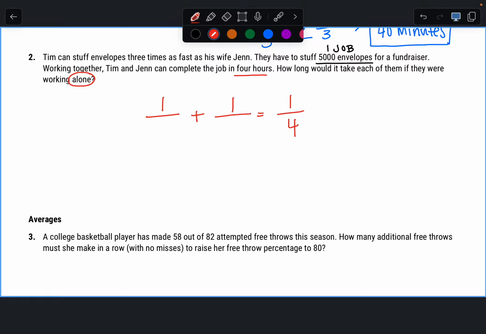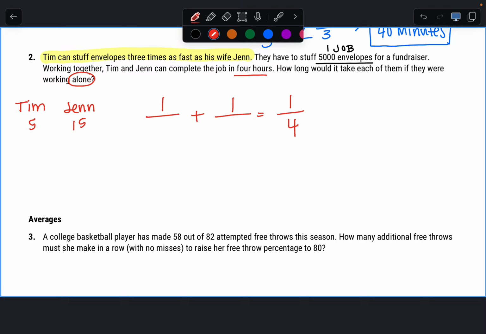So we have to kind of figure out what their individual rates would be. And where that's going to come from is it says Tim can stuff 3 times as fast as Jen. Now here's where a lot of people mess up. If I kind of put this into a chart, Tim, Jen. If it takes Tim, let's say 5 hours, and he does it 3 times as fast, how long would it take Jen if he does it in 5 hours? 15. Because he does it 3 times faster.